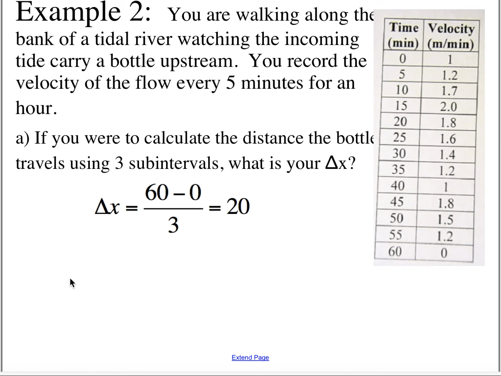So for A, to figure out your delta x, what you do when you're given a table of values, or even when you're given the graph, is B minus A, so 60 minus 0, and you divide it by how many subintervals you want. So 60 minus 0 over 3, I want 3 subintervals. That means my delta x, my width of each rectangle, is going to be 20. That's just figuring out the width. I didn't tell you to use a left, middle, or right, so we're not going to determine that right now, just calculating the delta x.